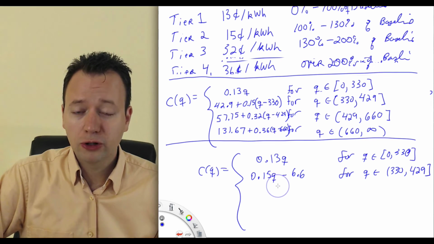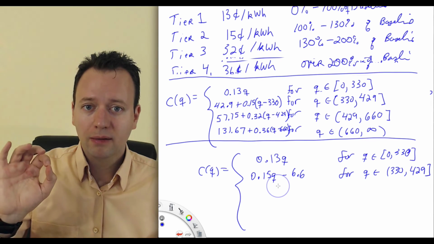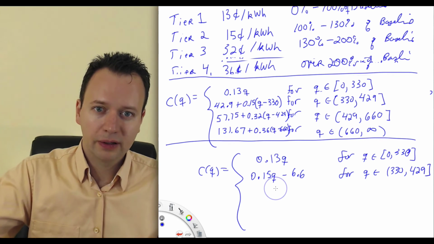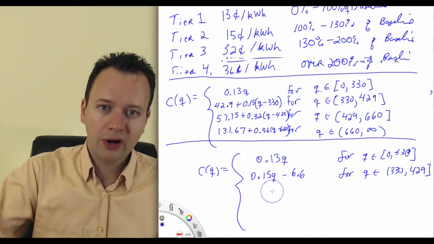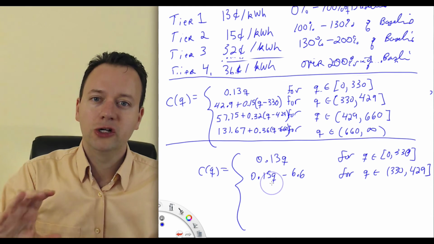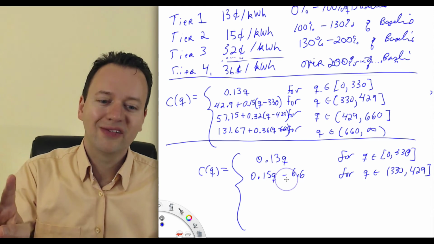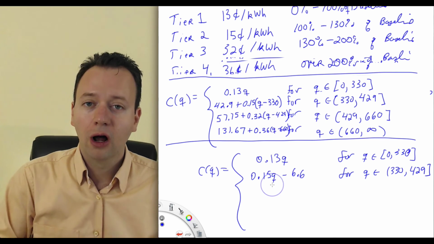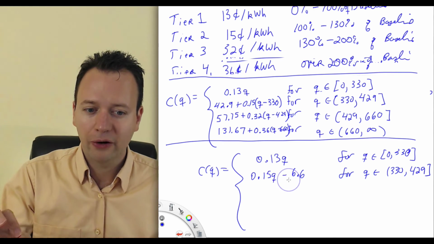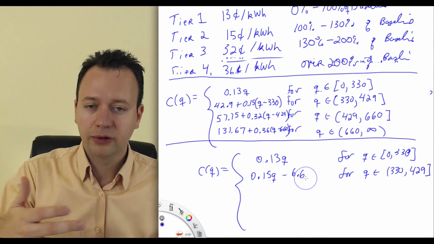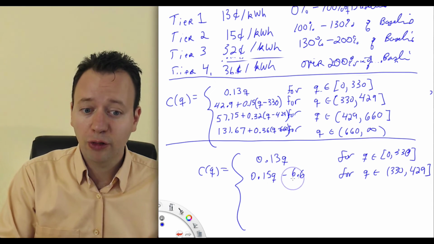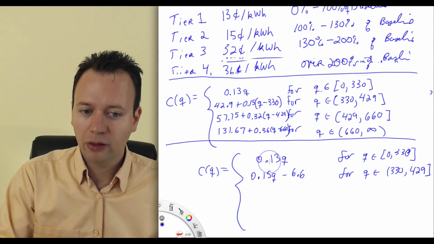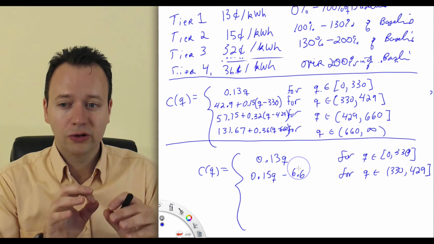0.15 Q is charging you 15 cents per kilowatt hour for all of your kilowatt hours. But for your first 330 kilowatt hours, it's charging you 2 cents too much, so you have to subtract this off. So this is the 2 cents extra that was being charged on your first 330 kilowatt hours. So you're subtracting off that extra. If you plug 330 into this equation, you get the same thing that you get if you plug 330 into that equation. So they match up.